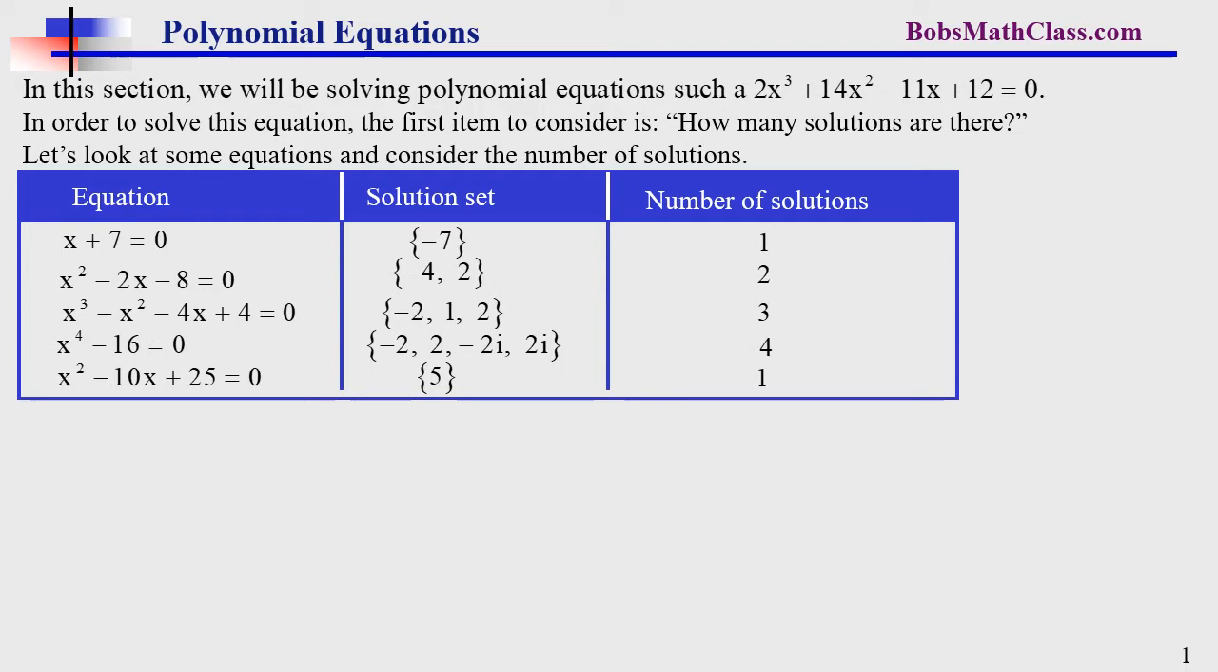And kind of trust me here, these are the three answers: negative 2, positive 1, and positive 2. There's three answers. Actually, we could do that one by grouping. We could factor an x squared from the first pair and a negative 4 from the second pair. So we already have the tools to solve that problem.